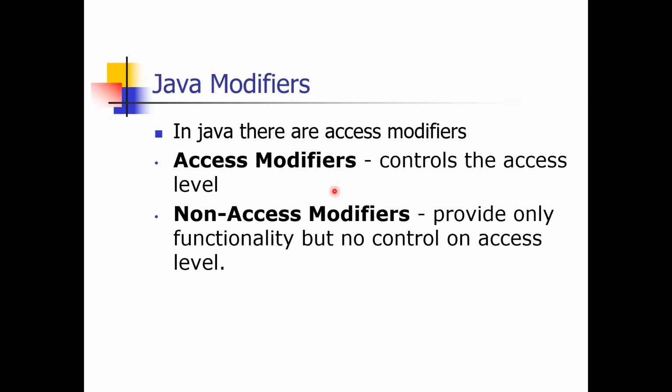Next is modifiers. Modifiers are access modifiers or non-access modifiers. Like we have studied, public is an access modifier, publicly visible to all. Access modifiers control the access level, meaning whether it is public, private or not, visible or not. Simply, it controls the accessibility of the particular program. Non-access modifiers provide only functionality but no control over access level.